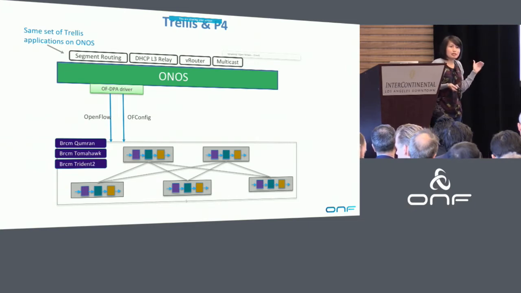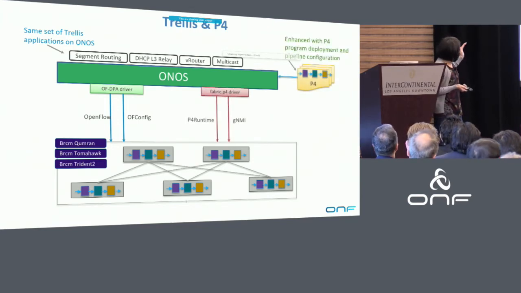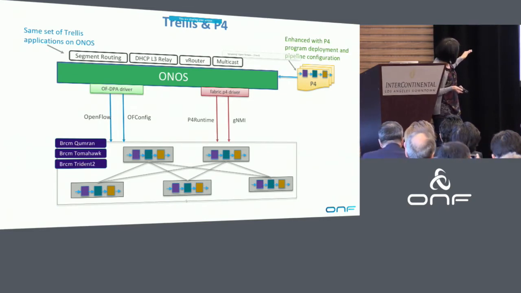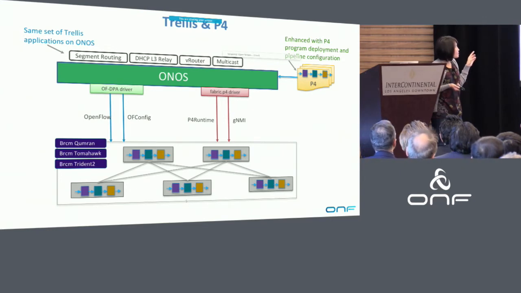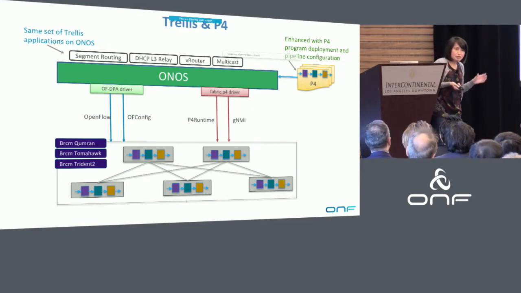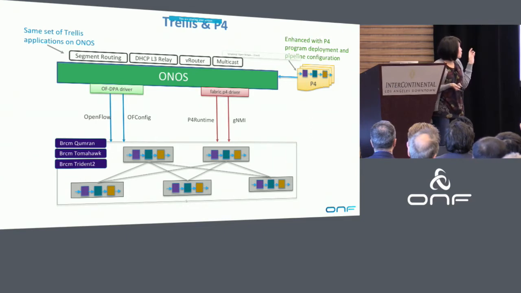So today, as part of Trellis, we support an OpenFlow southbound that uses a DPA pipeline, right? This supports your Broadcom Qumran, Tomahawk, Trident. What we added recently in the past few months is P4 support. So we've added P4 as a stack to ONOS, the southbound, in order for us to be able to support P4-based devices. We've also recently added gNMI to be able to do ports configuration.